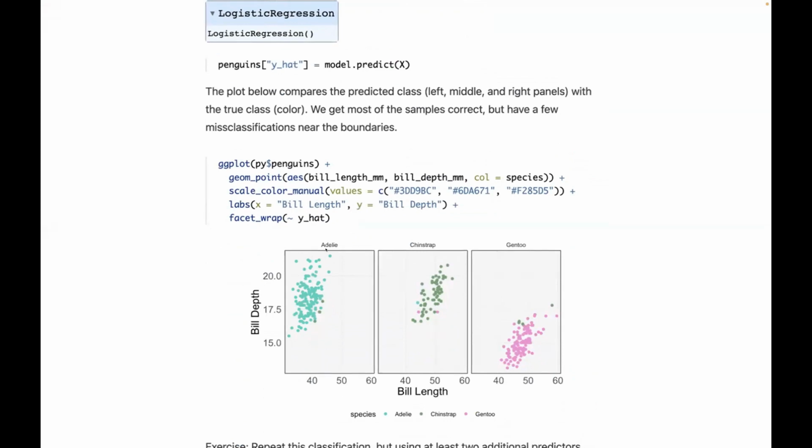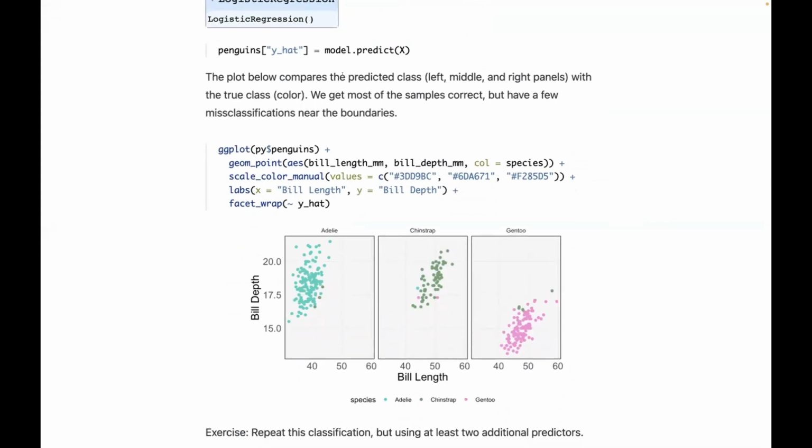But the true species, what is it? The true species is the color, and the predicted species is the panel in this plot. Right? So what you see is the actual Adelies are usually put into the Adelie panel. So we get most of them correct, but we misclassify one of the Adelie penguins as chinstrap, two of them actually. And if you notice the ones that we misclassify, they tend to be the ones at the boundary, right? So the ones at the boundary are kind of ambiguous. Based just on the bill depth and bill length, they look like they could be either because they're near the boundary.